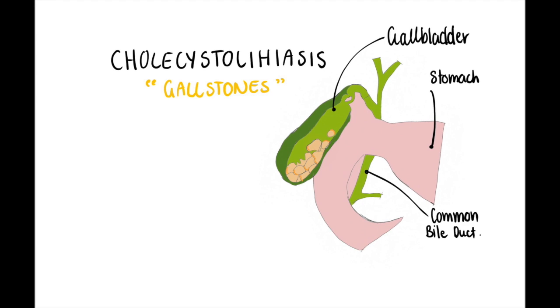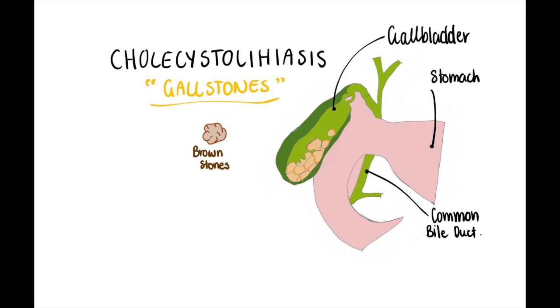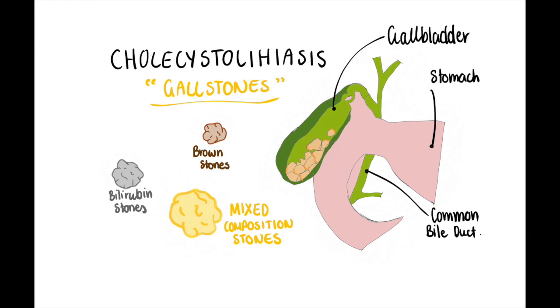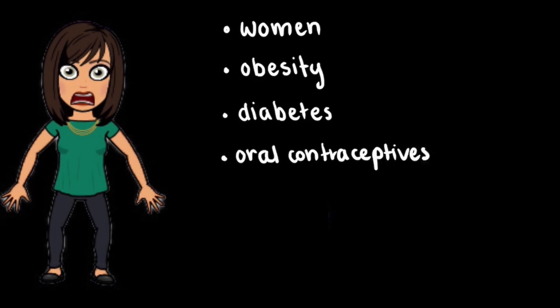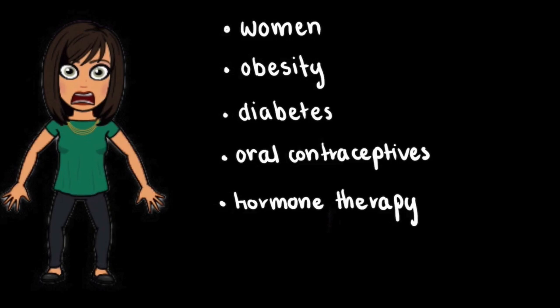Cholecystolithiasis, also known as gallstones, occurs when bile in the gallbladder accumulates to form a small, hardened deposit. There are 3 types of gallstones. However, the most common type is a mixed composition stone. Gallstones more commonly occur in women. Factors which can also increase this risk are obesity, diabetes, oral contraceptives, and hormone therapy.